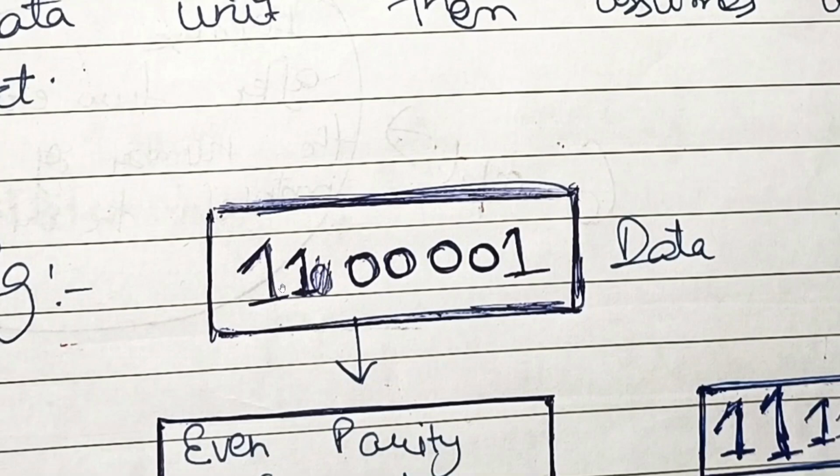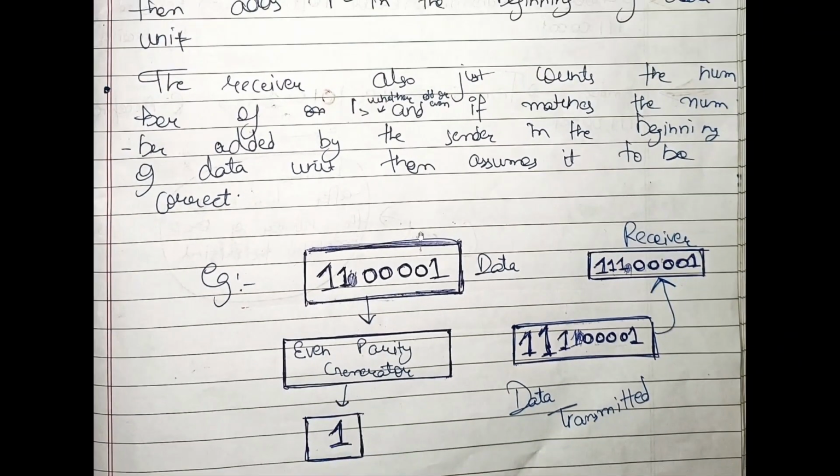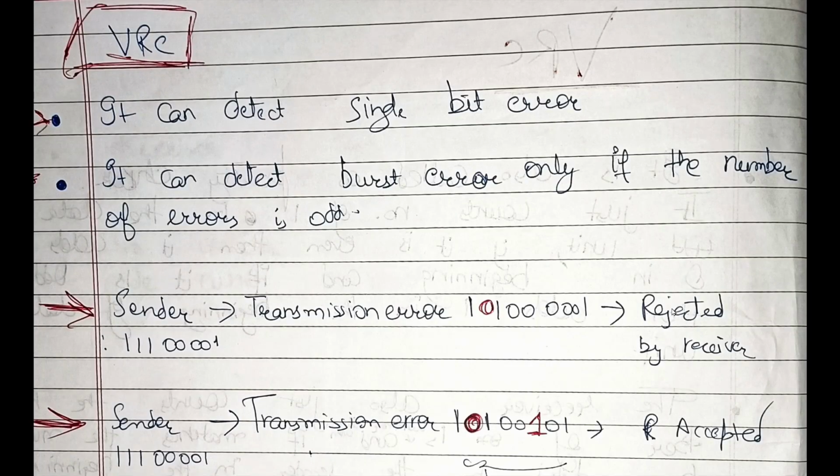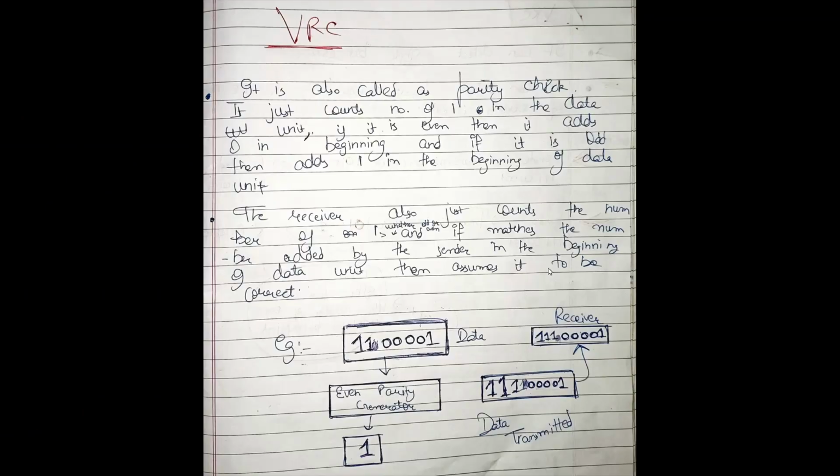Look, this 1 got corrupted to 0, so we won't count it, but this got corrupted to 1, so we'll count it. 1, 2, 3. The number of 1s remains the same, and when the number of 1s remains the same, the parity comes out the same. The receiver is not going to detect any error, because the sender generated 1 as the number of 1s was odd, and the receiver also generated 1 because the number of 1s is odd. That is why it cannot detect if 2 bits are corrupted.